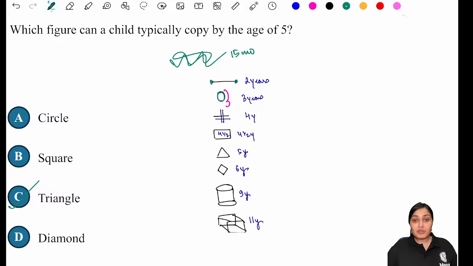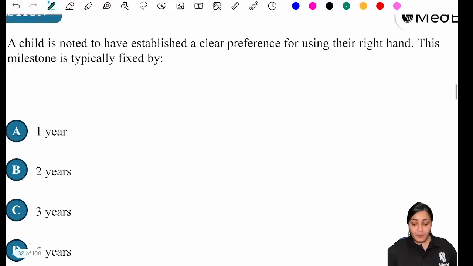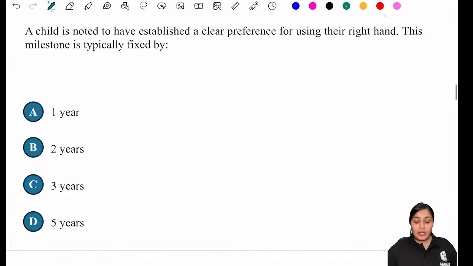Circle comes at 3 years of age. This plus sign, cross, 4 years. Rectangle, 4.5 years. Triangle, 5 years. Diamond shape, 6 years. A cylinder at 9 years and cube at 11 years. So these are the typical age fine motor milestones that the child can achieve. Coming to the next question.